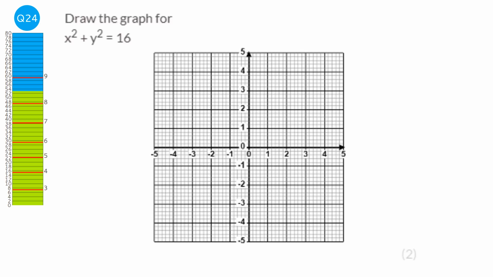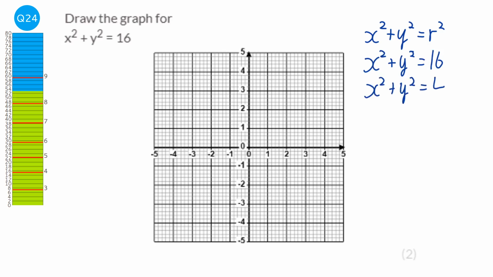This question relies on the fact that you know what the equation of a circle is. The equation of a circle is x squared plus y squared equals r squared, where r is the radius of the circle. When I rewrite this with our 16 there, we can rewrite 16 as 4 squared. Comparing this equation to that equation, we can see that r is 4.